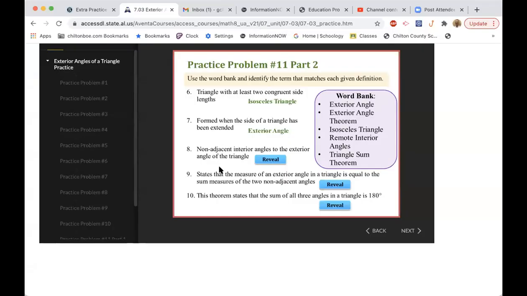All right, let's not worry about 8 or 9, but I'm going to reveal the answer. Non-adjacent interior angles to the exterior angle of the triangle. You don't have to know that, remote interior angles. States that the measure of an exterior angle in a triangle is equal to the sum of the 2 non-adjacent angles. That's going to be exterior angle theorem, but you don't have to remember that. The theorem that states that the sum of all 3 angles in a triangle is 180 degrees. You don't have to know this vocabulary, but that is the triangle sum theorem.